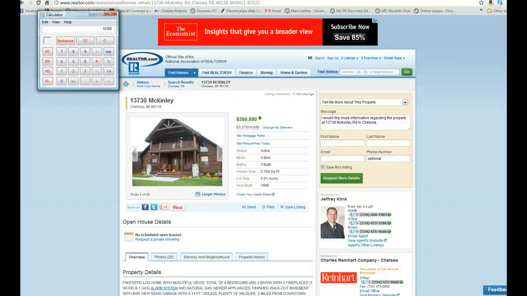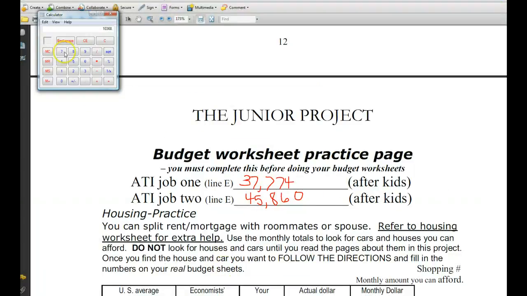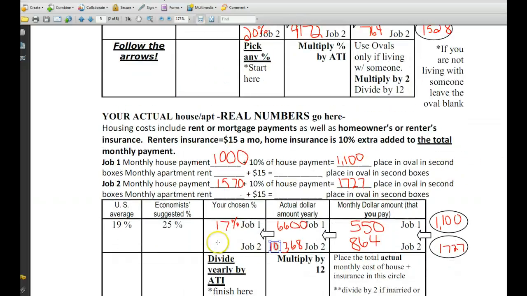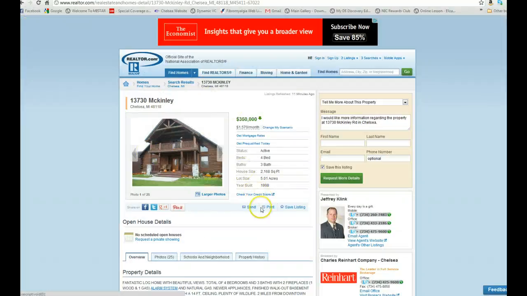Let me look at that house for a minute. All right, so divide this by 45860, and that's 22%. So again, I was at 20, so 22% is okay. It's still within range. So then again, I'm going to print this.